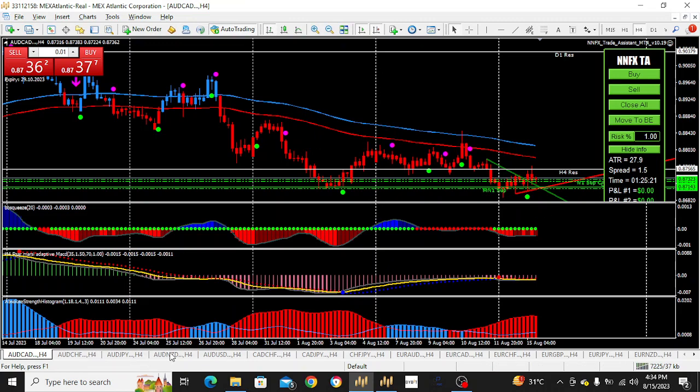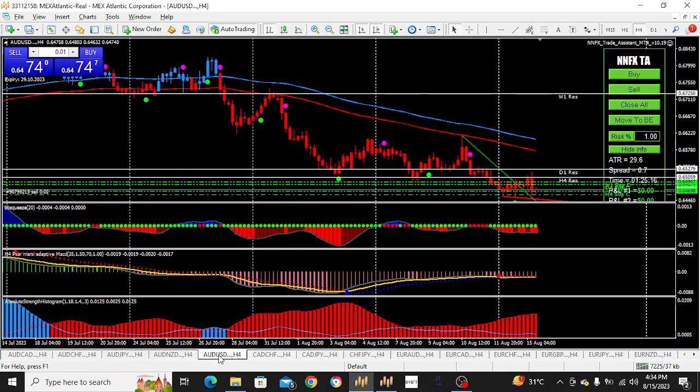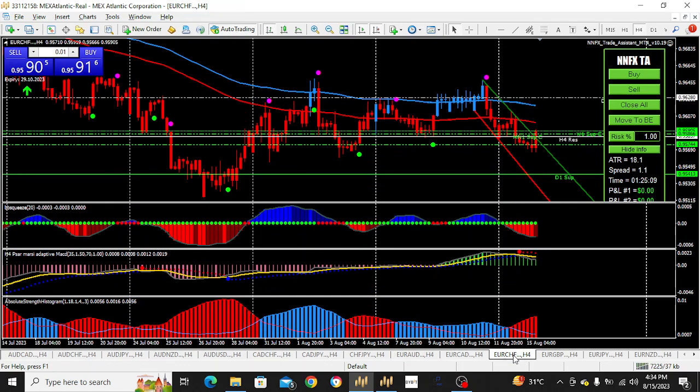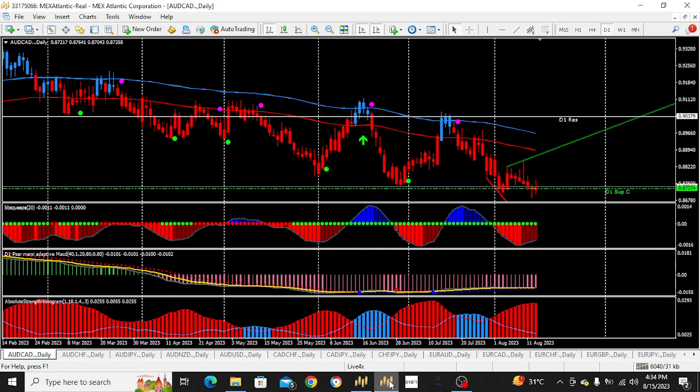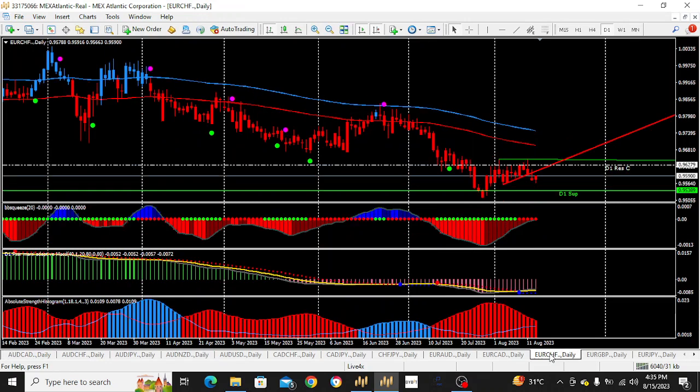So let's switch a few more pairs and you'll get an idea. Aussie USD, you'll see same. Let's switch to Euro CHF. Euro CHF is in consolidation but trying to go up, for example. But we will compare this with the daily time frame, Euro CHF. So you'll see the long-term trend is down. All right, let's switch to the 4-hour time frame again.